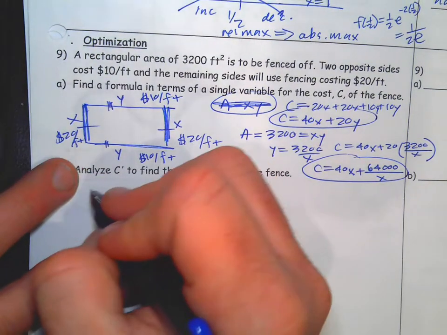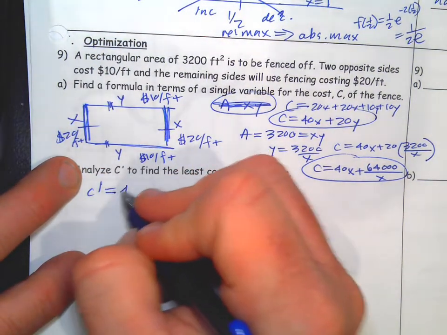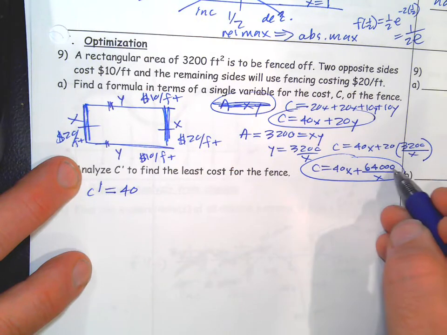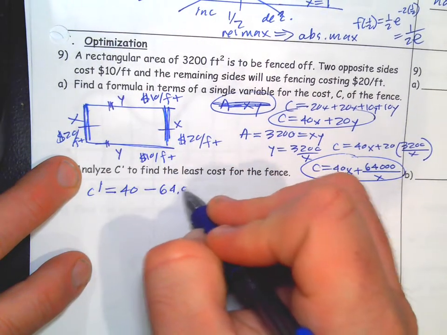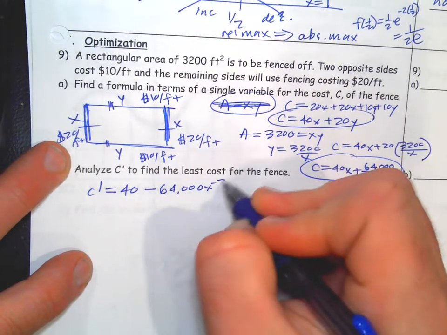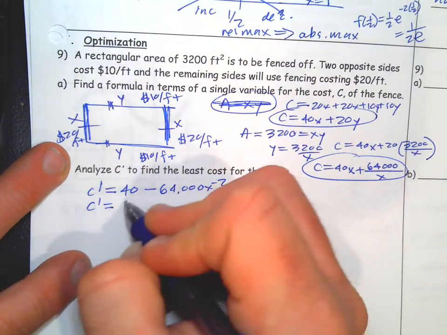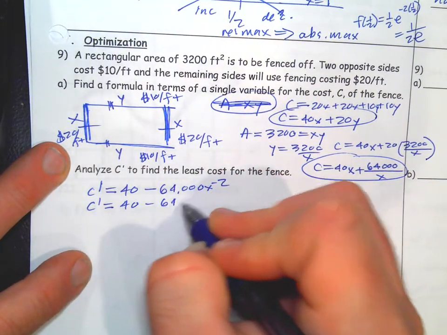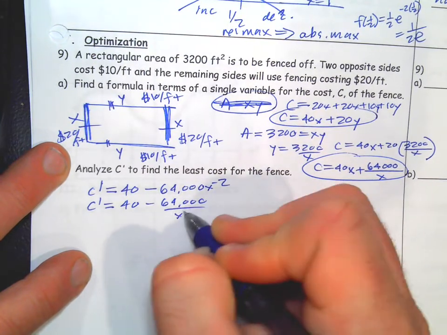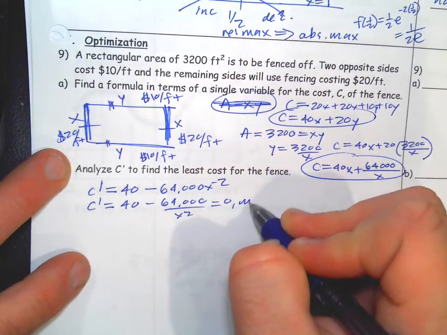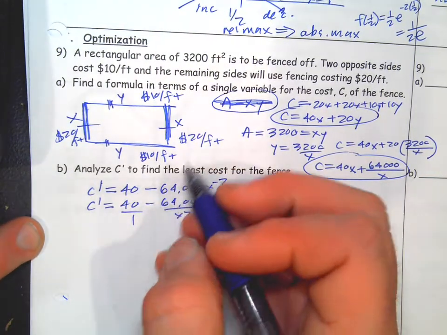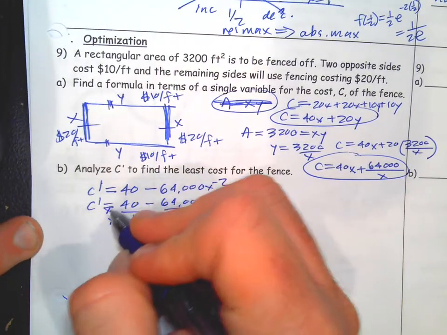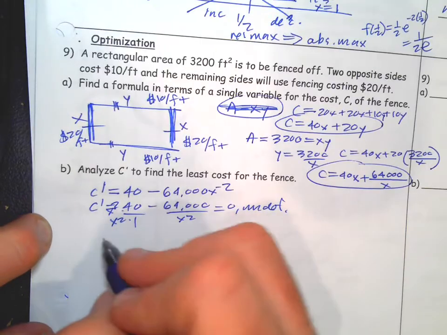You've got to take the derivative, c prime. It's going to be 40. I would rather treat this as 64,000 x to the negative 1, so it becomes negative 64,000 x to the negative 2. I'm going to rewrite it: 40 minus 64,000 over x squared equals 0 or undefined. I'm not going to cross multiply because I'd lose critical points if I do that. So I need to combine these in the same fraction, using the least common denominator.